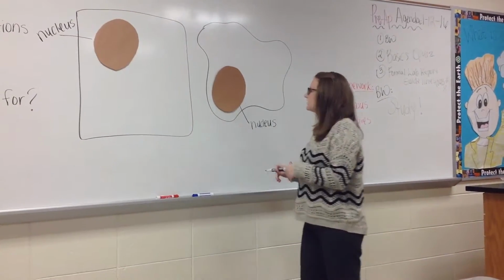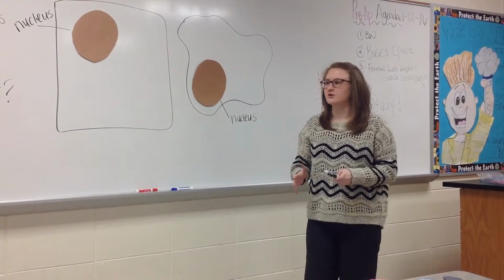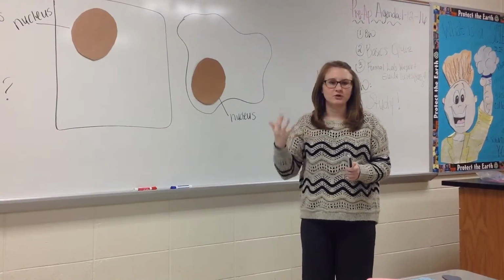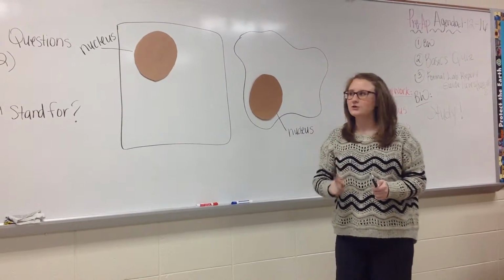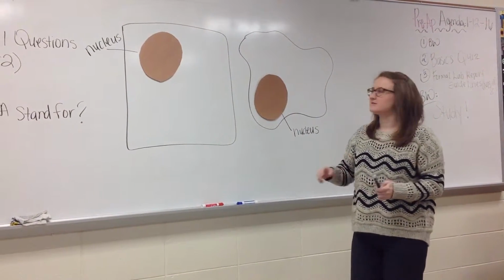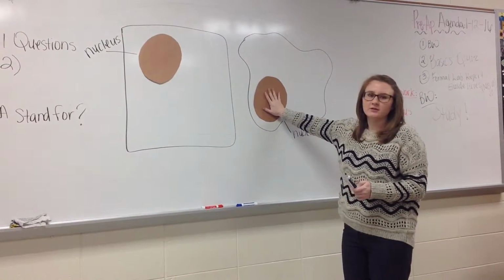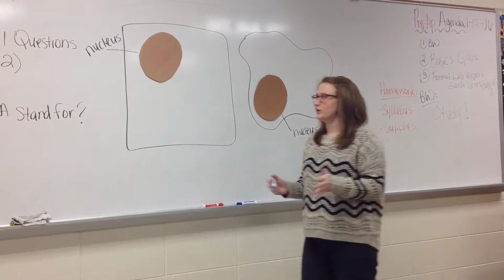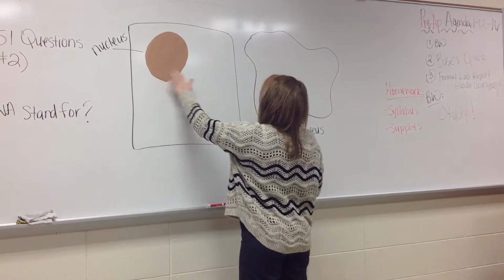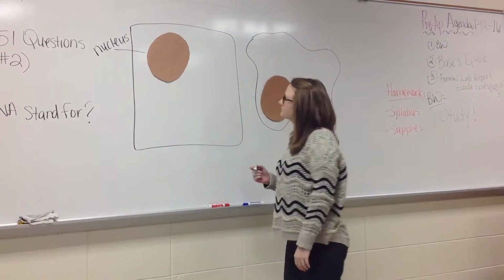The nucleus. Remember, this is the brain of your cell. This controls all of your cell functions. It's the boss. It tells all the organelles what to do. Because it has this beautiful little molecule in it called DNA. And we're going to have a whole unit on DNA. So we put our really big circles.